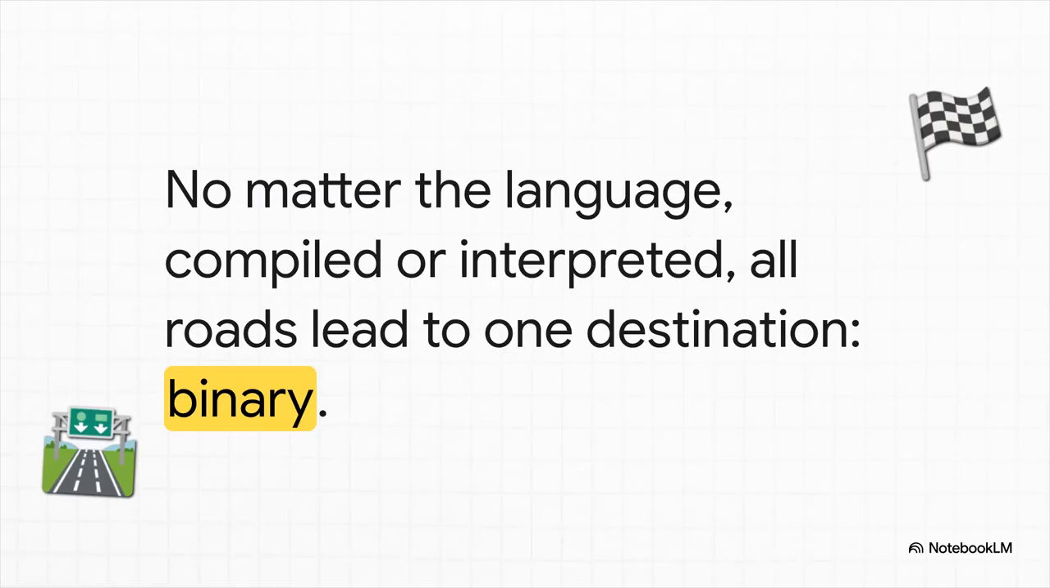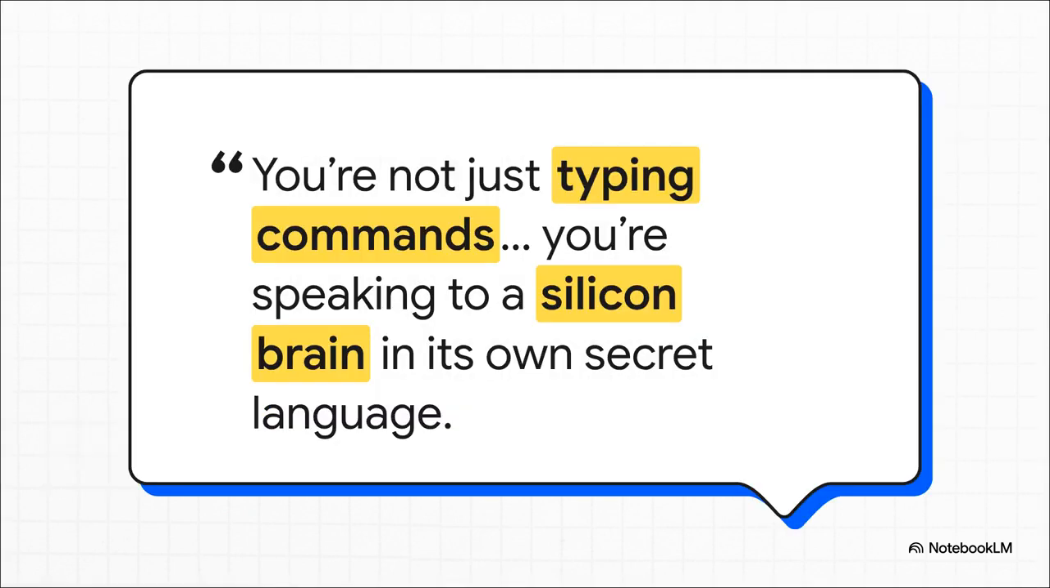But here's the key takeaway. No matter the language, no matter if it's compiled or interpreted, it doesn't matter. In the end, all roads lead to one single destination, a precise set of binary instructions that the CPU can execute. So, the next time you see a line of code, or even just click on an app icon, take a second to remember what's really happening under the hood. You're not just typing commands. You're literally speaking to a silicon brain in its own secret language. And that is a truly remarkable kind of communication.